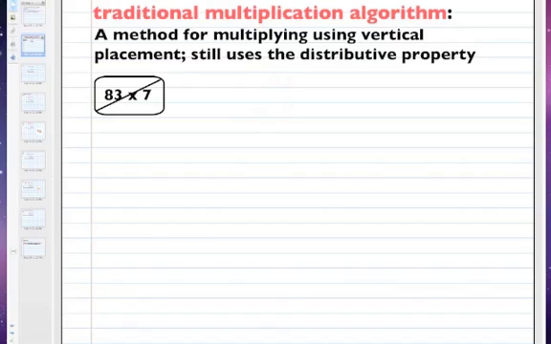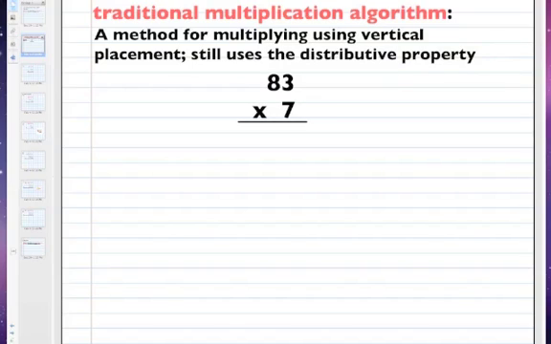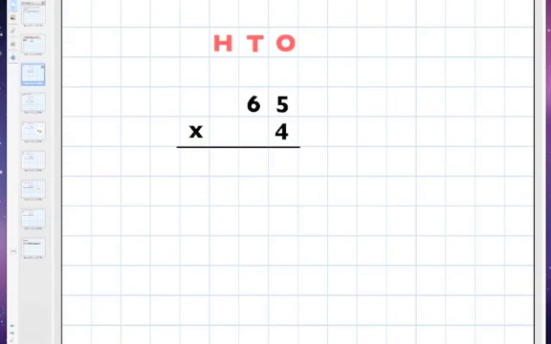The traditional multiplication algorithm still uses the distributive property that we've been working with, but it has us write the problems as a setup in a slightly different way. Instead of writing them horizontally as we have been doing, they'll ask us to write them vertically, one right above the other. Let's say we have the problem 65 times 4.